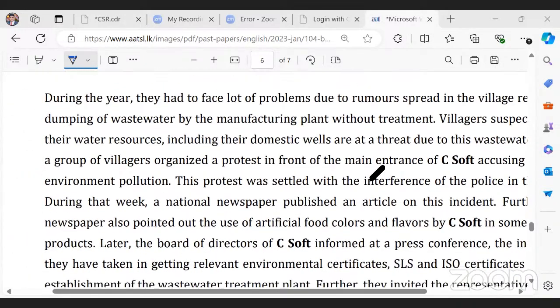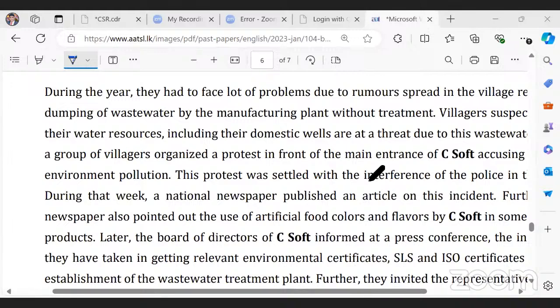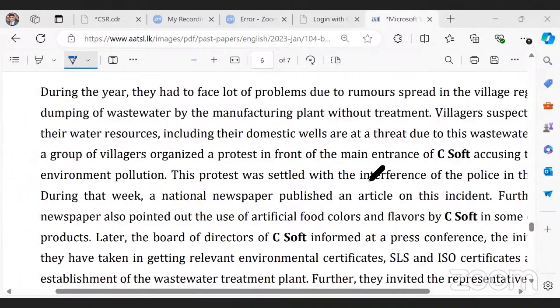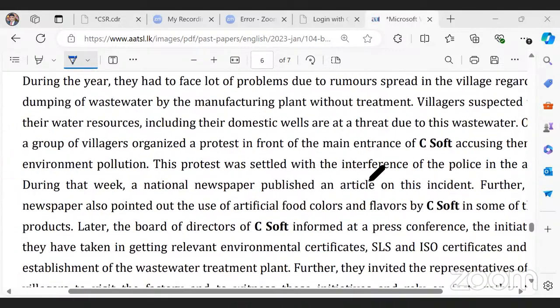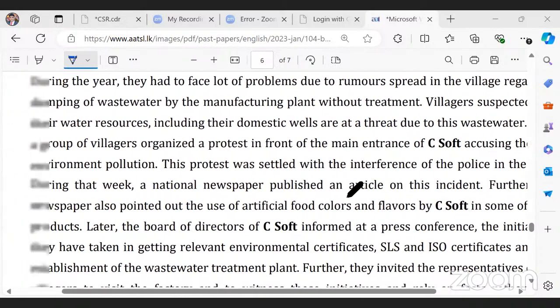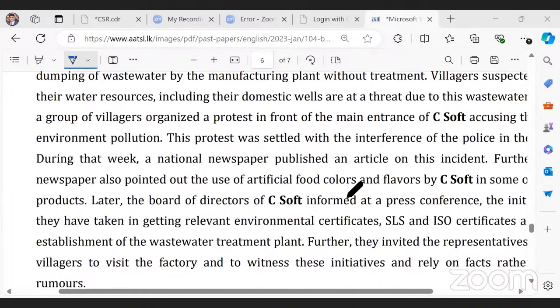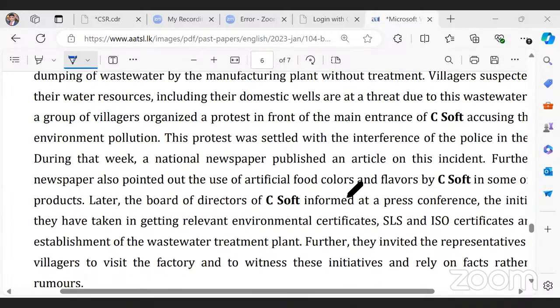Once a group of villagers organized a protest in front of the main entrance of Seasoft, accusing them of environmental pollution. This protest was settled with the interference of the police in the area. During that week, a national newspaper published an article on this incident.